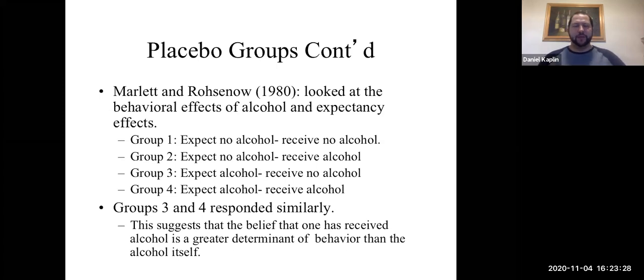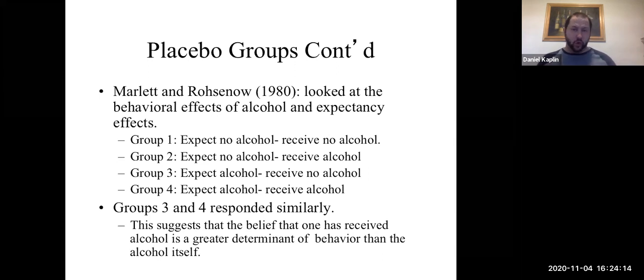Here's another example. Marlatt and Rohsenow did a study on alcohol and expectancy. So group one was told that they weren't receiving alcohol and they didn't receive alcohol, right? So their expectations and what they got matched. So are they going to psychologically be impacted by something? Let's talk about it more specifically. You could give someone Coors as a beer, or you could give someone O'Doul's as a non-alcoholic beer.